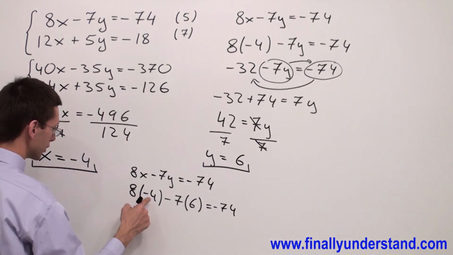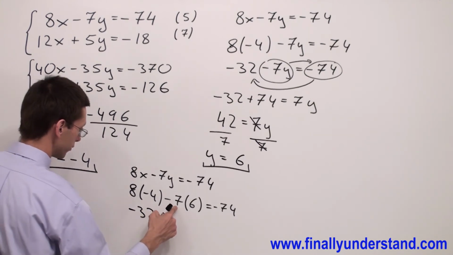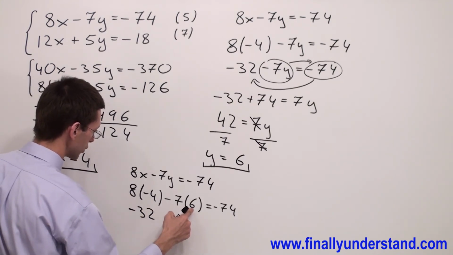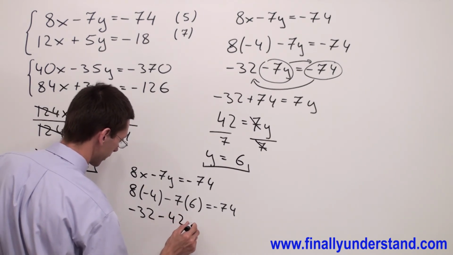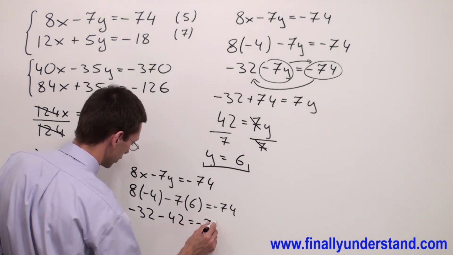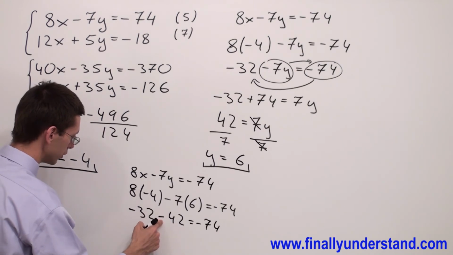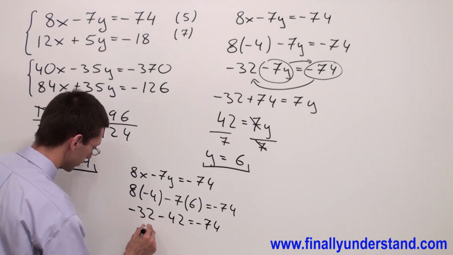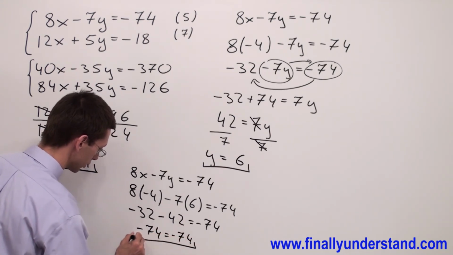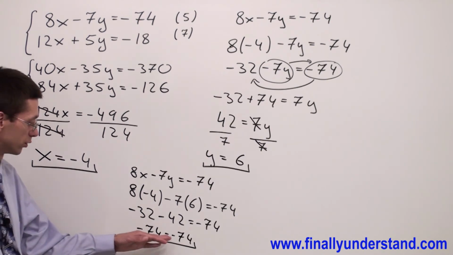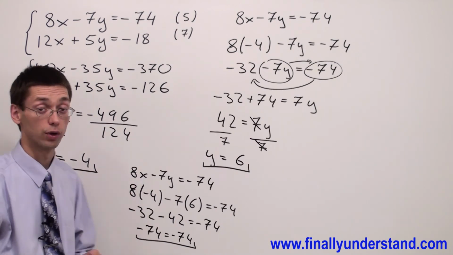8 times negative 4 is negative 32. Negative 7 times 6 is negative 42. Okay, it has to be equal to negative 74. Negative 32 minus 42 is equal to negative 74. So the left side of my equation is equal to the right side. It means that my answers are correct.